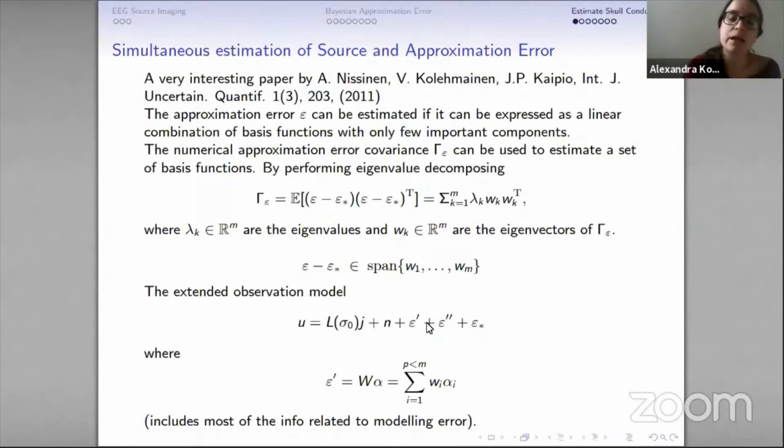Actually this epsilon prime is the one that we want to estimate, because it includes exactly the majority of the useful information of the variation of our approximation errors. So here we have this epsilon prime is W alpha, where we have P components and less than M, which is the total number.